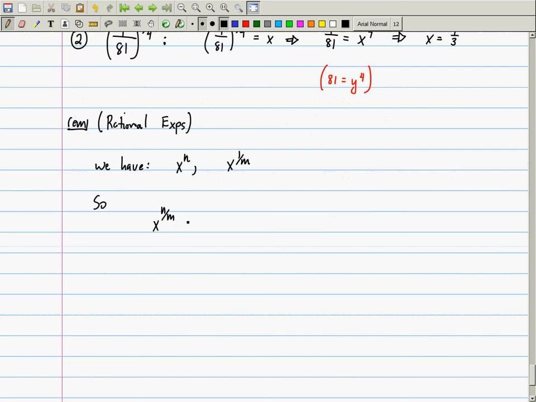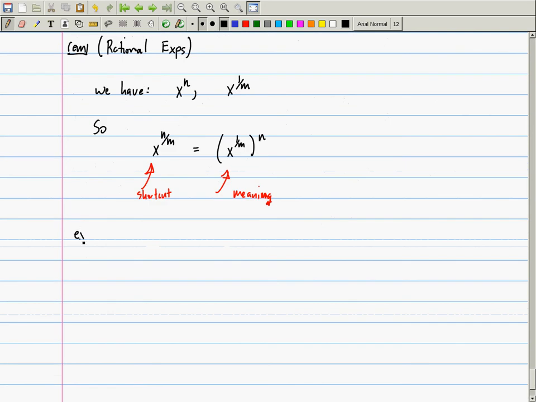So this is, by definition, equal to x to the 1 over m to the n. Okay, that is its meaning. This is the shortcut way. This is its meaning. Okay, so then, that being the case, we're going to need to do some examples to make sure that this much is clear. So how about 27 to the 2/3 power?